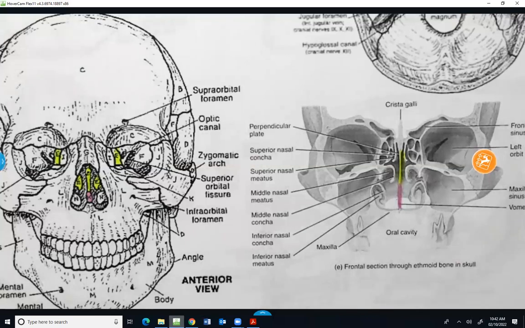You guys ever heard the phrase deviated septum before? A deviated septum is where that septum is not straight up and down like it hopefully should be, and therefore it's going to affect breathing, and people who have that condition probably snore a lot. Okay, that's what a deviated septum is.